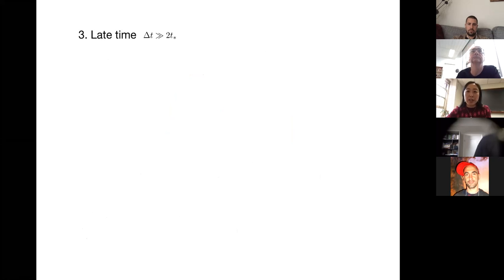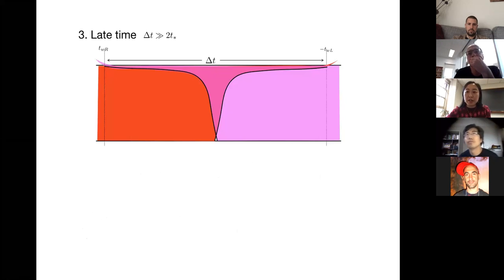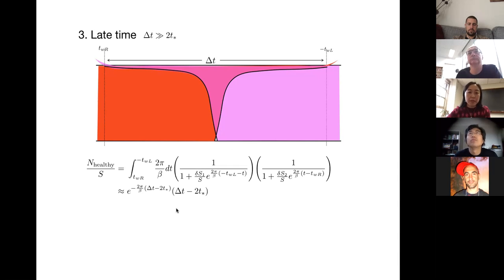Now, late time, when there will be significant back reaction. First of all, when delta t is much larger than 2t star, from the quantum circuit, you basically expect there are no more healthy gates. Because when this epidemic grows and reaches the largest size, this epidemic also reaches the largest size. There basically will be no more healthy gates. Indeed, one finds that the number of healthy gates is exponentially small. And this is what we find.